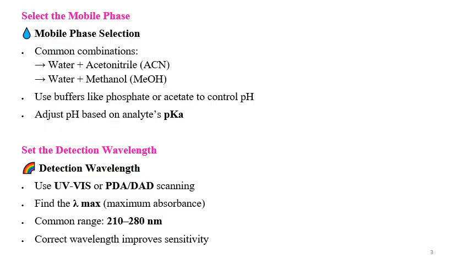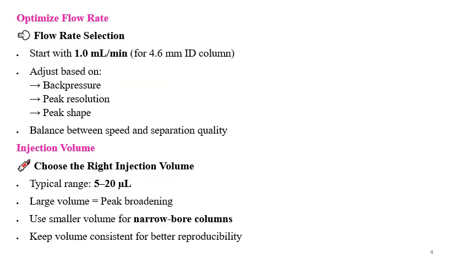Common range of the lambda max is 210 to 280 nanometer. The correct wavelength is required to be selected, as the correct wavelength improves the sensitivity. Then go for the optimization of flow rate. Generally flow rate starts with 1 ml per minute and it is adjusted based on the back pressure, peak resolution, and peak shape of the analyte. So there should be a balance between speed and the separation quality.